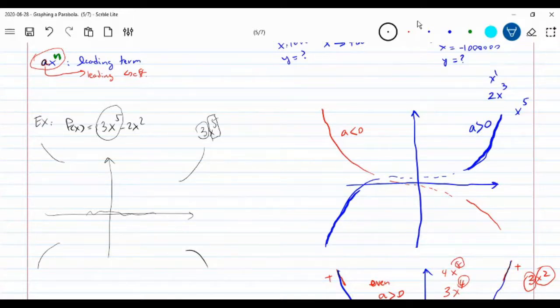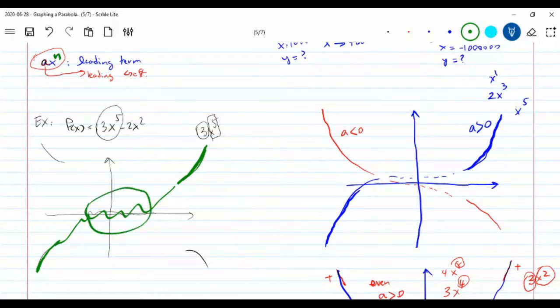I look at the leading coefficient. If it is positive, then I pick this case. Something happens in the middle, maybe the graph looks like this, but at the end it's going to behave like these two curves. We don't know what happens in the middle. That's what we're going to figure out later, and that's why we care about the zeros of a polynomial. What we know only is this end behavior, and it only depends on the coefficient and the leading term. 3x to the power 5 in this case is the leading term.